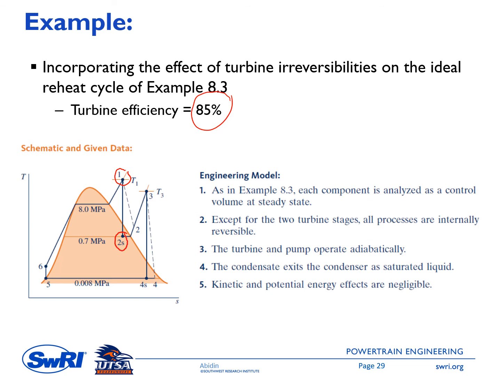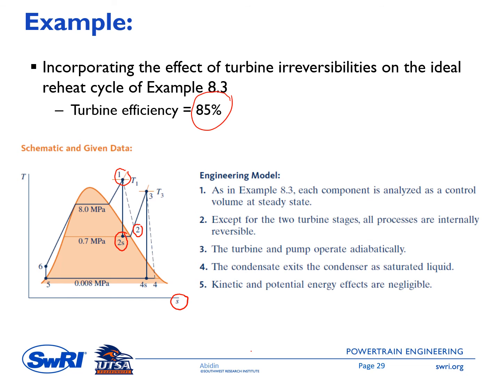But in reality, there will be irreversibility inside the turbine, which makes the entropy increase. Therefore, point 2, which is at the turbine exit, has a higher entropy than point 1. See here, the horizontal line represents the entropy.